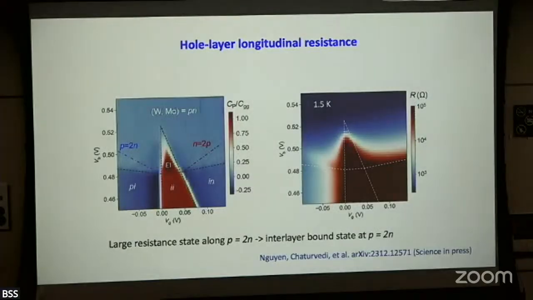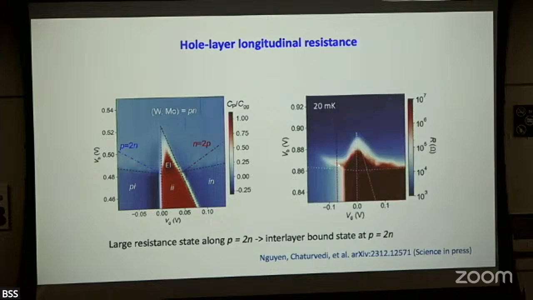So again, this is the capacitance showing the front faces. And this is the resistance measurement in the open circuit geometry at 1.5K. And you can see already, something is showing up here, right? But if I cool it down even more, you see this feature coming out.